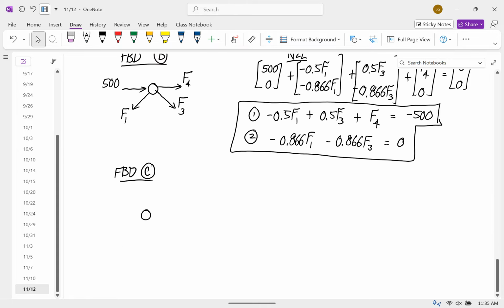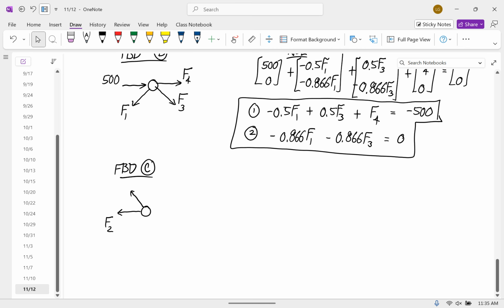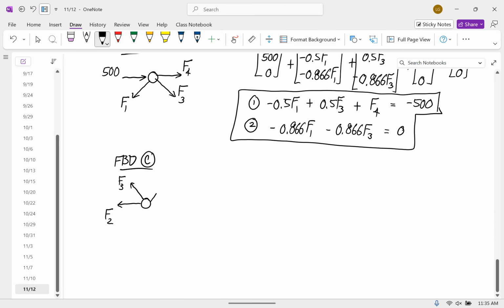So here we have F2 going this way, F3 going this way, F5 going this way.